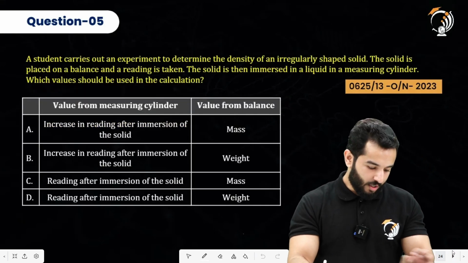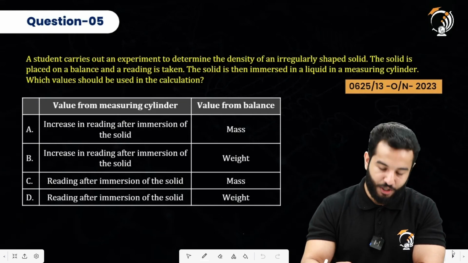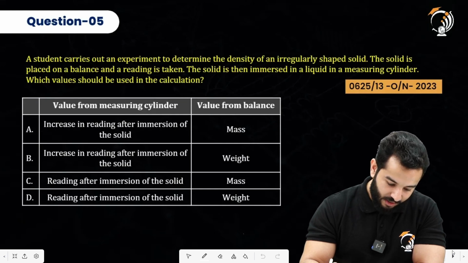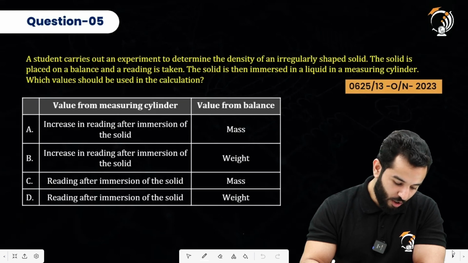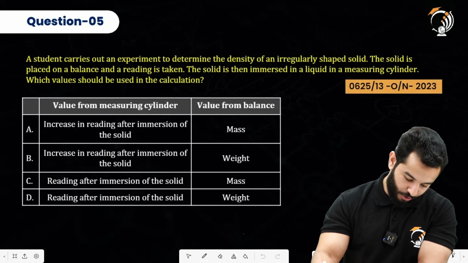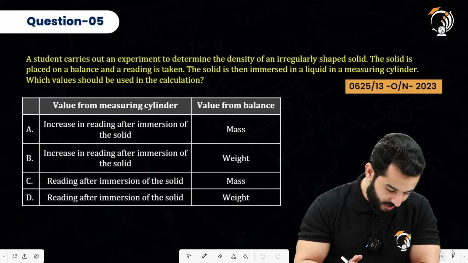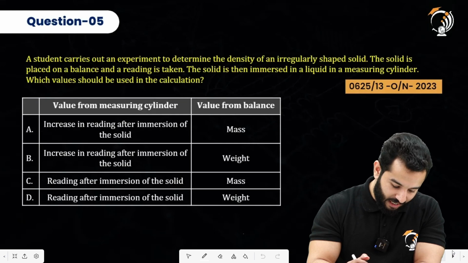Moving on, a student carries out an experiment to determine the density of an irregularly shaped solid. The solid is placed on a balance and a reading is taken. The solid is then immersed in a liquid in a measuring cylinder. Which values should be used in the calculation? All right, so the value from the measuring cylinder: increase in reading after immersion of solid, and value from balance.